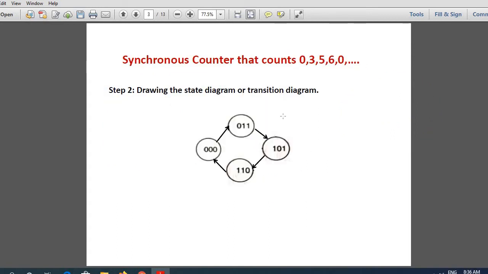Now we can draw the state transition diagram this way. This is 0, this is 3, 5, 6, 0. It's counting this way.